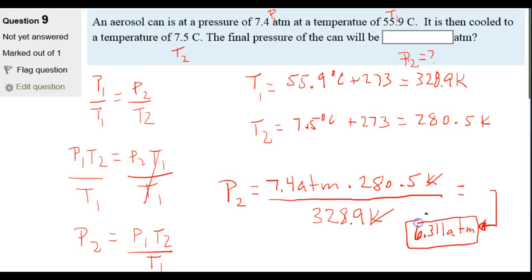So what is the new pressure of this gas? It looks like this new pressure is going to be 6.311 atmospheres, and since the temperature is decreasing from 328 to about 280 K, the pressure should also decrease a little bit, and in fact it does. We started off at 7.4 ATM and it's decreasing to 6.3 ATM. So here are some practice problems using several different gas laws, and I hope you find this helpful.